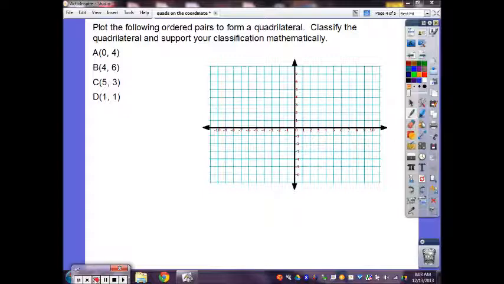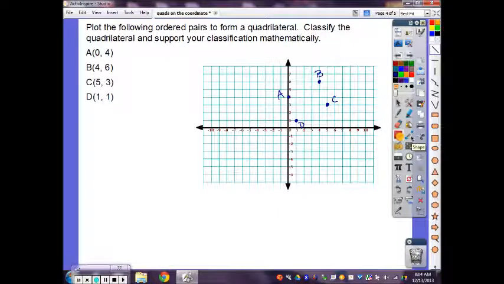So point A is at (0, 4). Point B is at (4, 6). Point C is at (5, 3). And point D is at (1, 1). And then I'm going to connect them to form the quadrilateral.